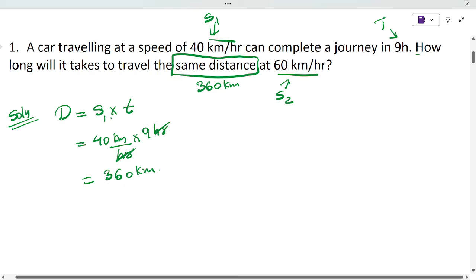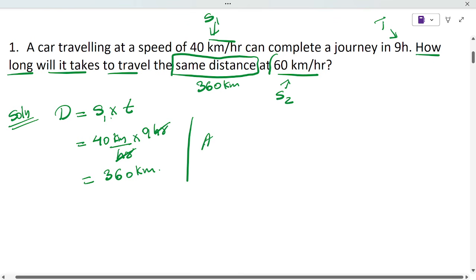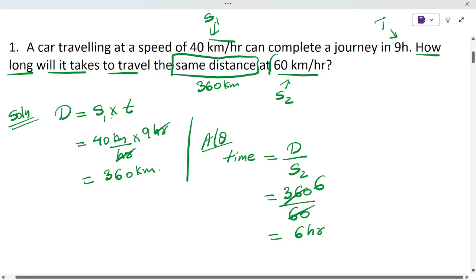Now the question is asking us how long will it take to travel at a speed of 60 kilometer per hour. Now we have a different speed. So as per the question, how long will it take? That means they're asking us to find time. So time is what? Definition of time is distance by speed. Now distance is 360 kilometer. The other speed is 60 kilometer per hour. If we cancel it, we'll get 6. That will give us 6 hours. So 6 hours will be the answer.